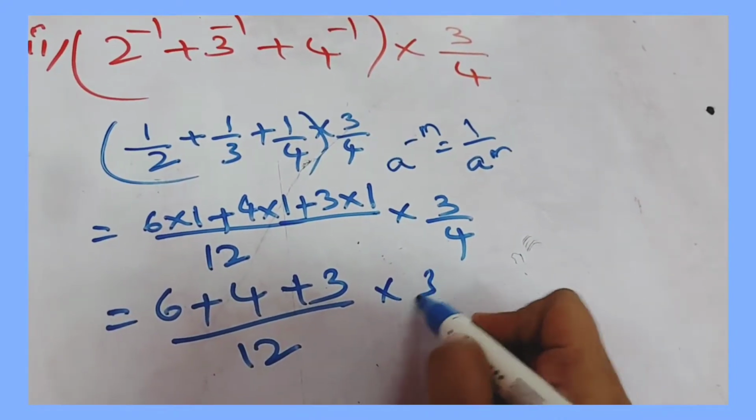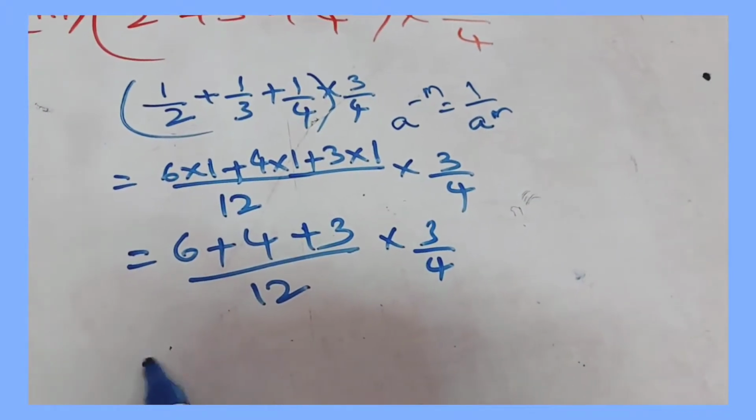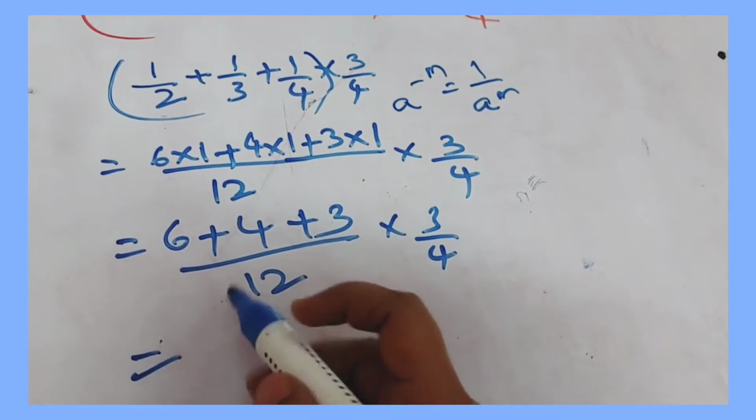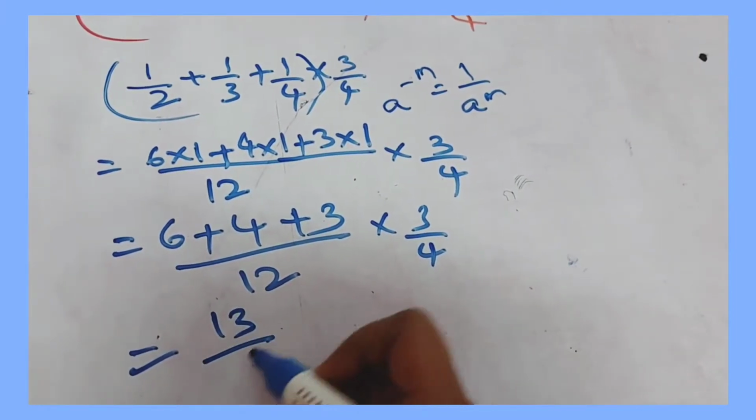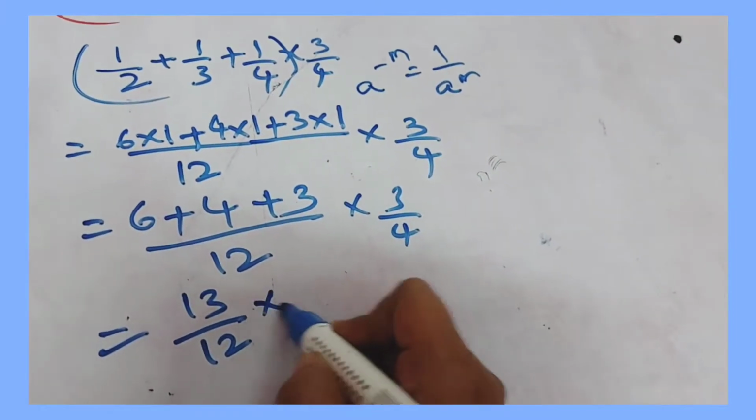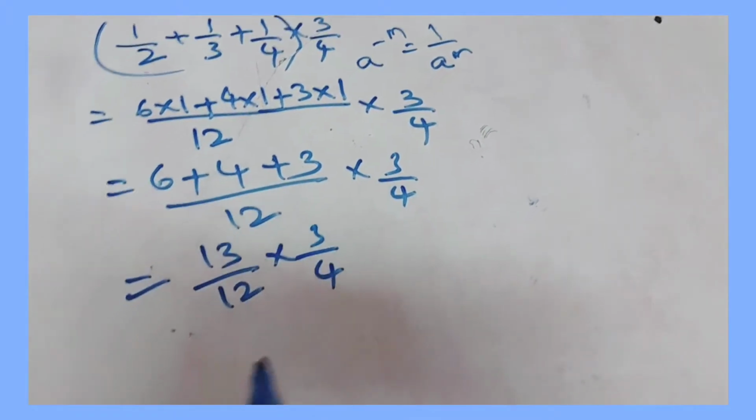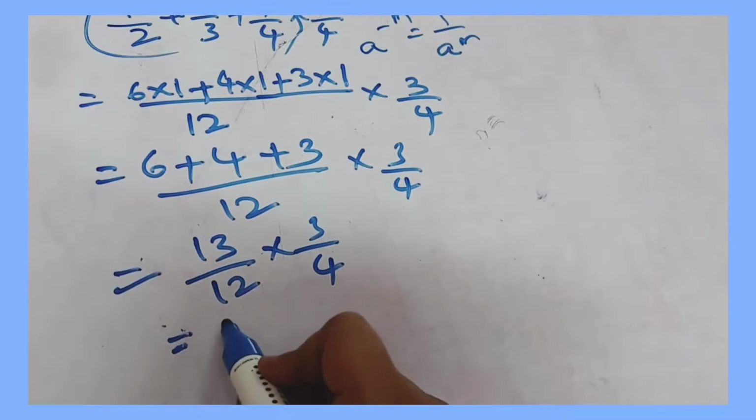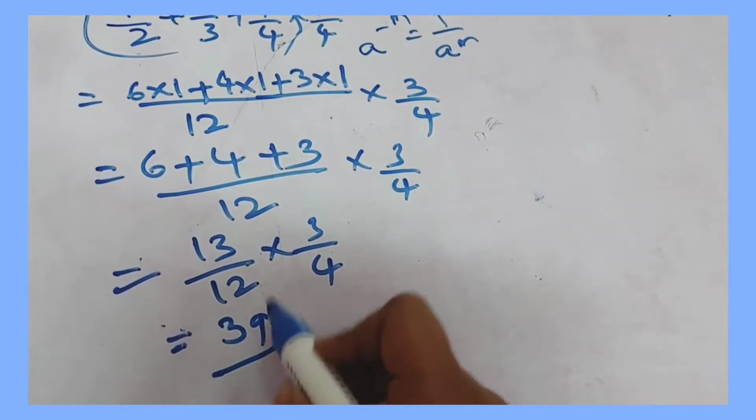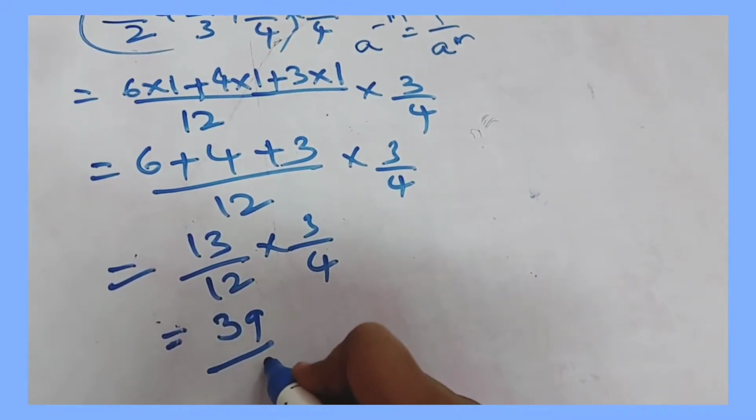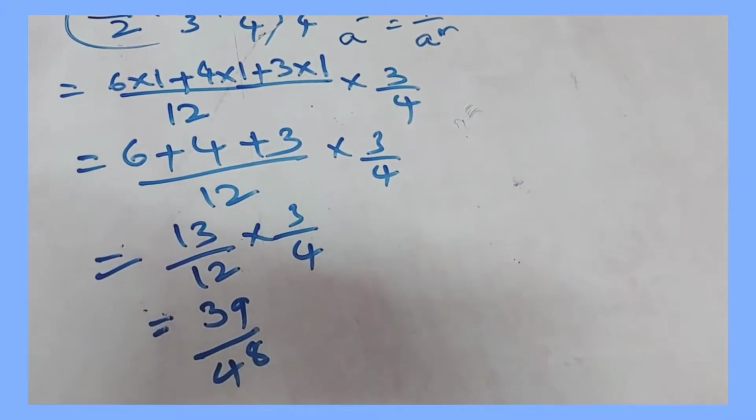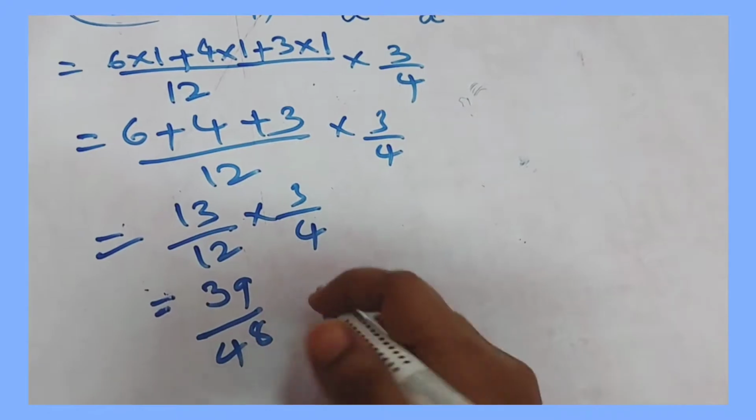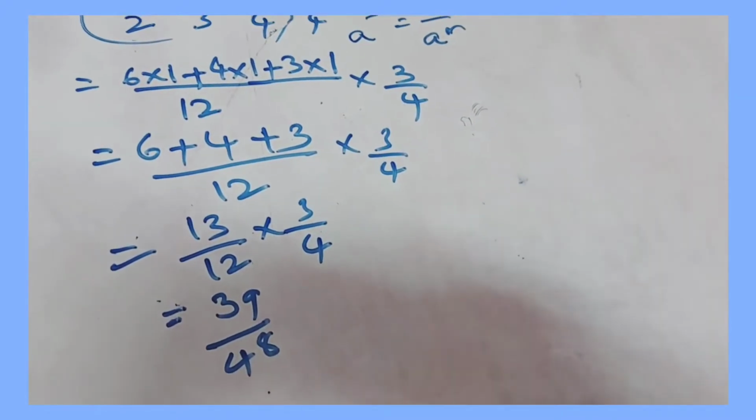Again into 3 by 4. So it is 6, 7, 8, 9, 10, 10 plus 3, it is 13. 13 by 12 into 3 by 4. Now you can directly multiply it. Okay. 13 3s are 39, by 12 4s are 48. Okay. So like this you have to do this.